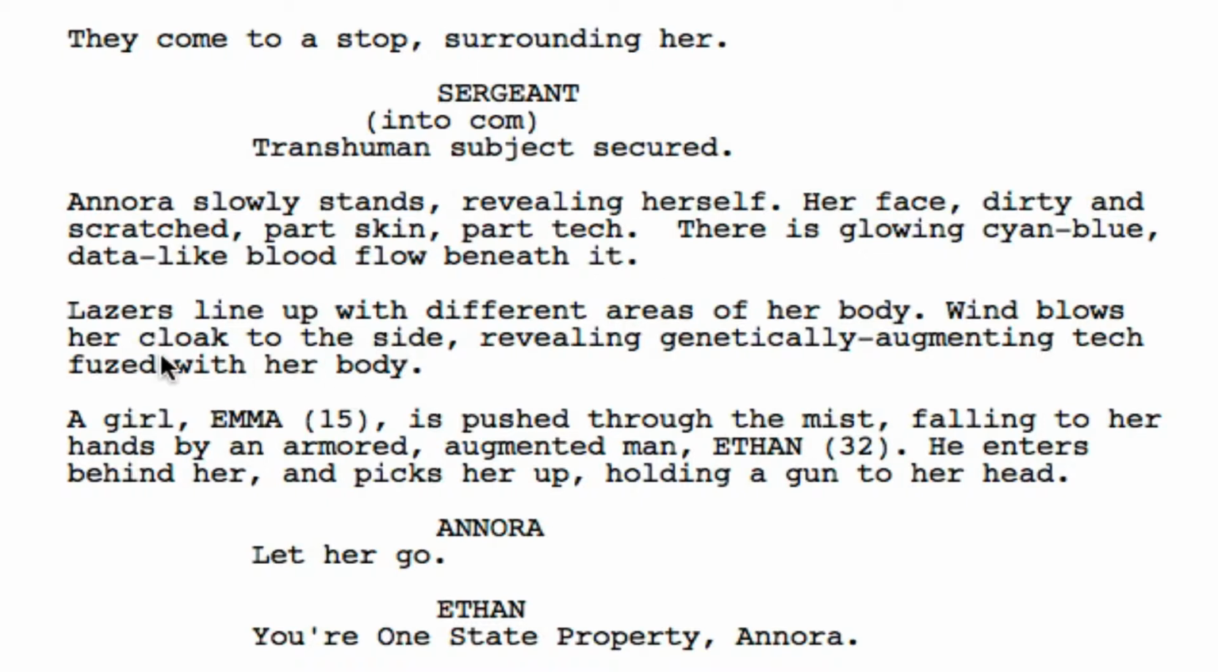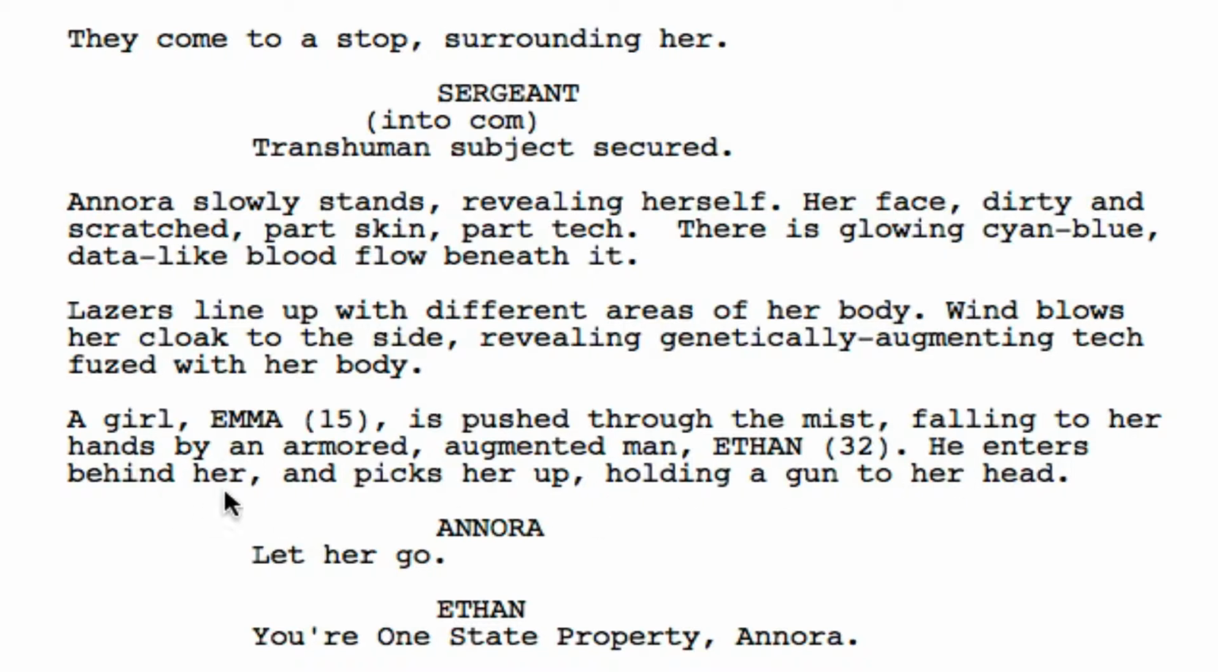Lasers line up with different areas of her body. Wind blows her cloak to the side, revealing genetically augmented tech fused with her body. A girl, Emma, 15, is pushed through the mist. So Emma's obviously important. There's another character introduction, and she's 15 years old, so she's younger. She's pushed through the mist, falling to her hands by an armored, augmented man, Ethan. So Ethan's another character that's been introduced for the first time, and he's 32, and it says that he's augmented, so we have a little bit of information that he's also not totally human.